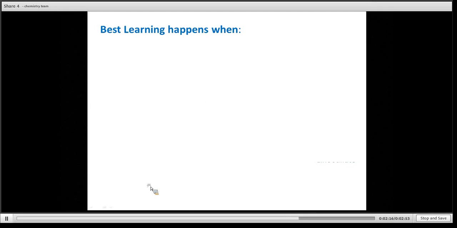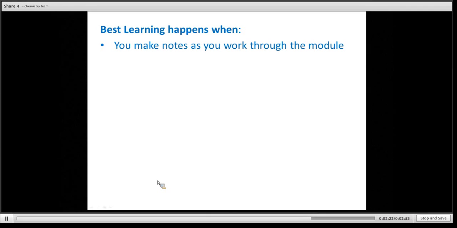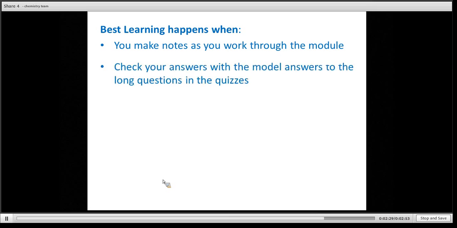And finally, your learning. You need to process information to make sure you've understood it. And one way is to write notes as you work through the module. It's good for revision purposes as well. Also check your answers to make sure you've added all the detail in your answers, and if you haven't, add it as a correction. Do that writing, it'll help you remember it more easily.